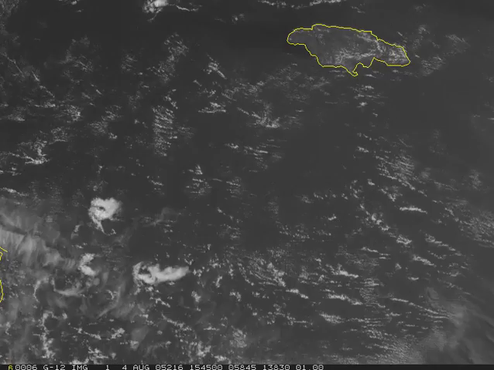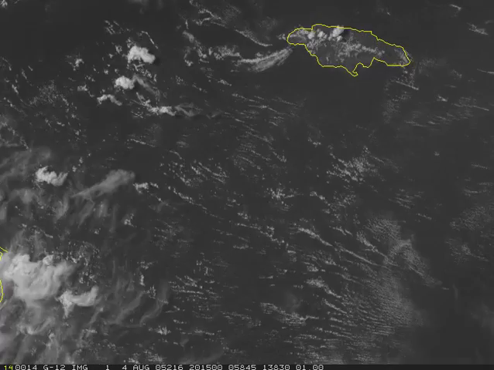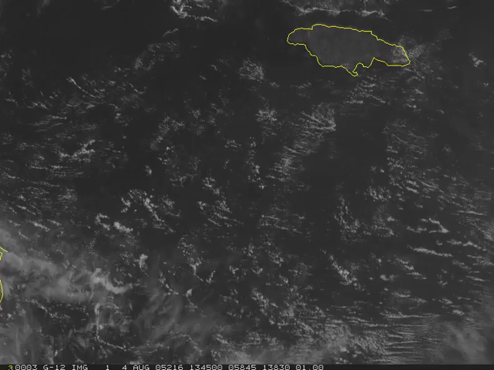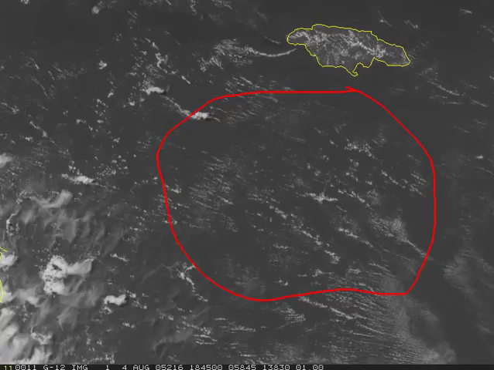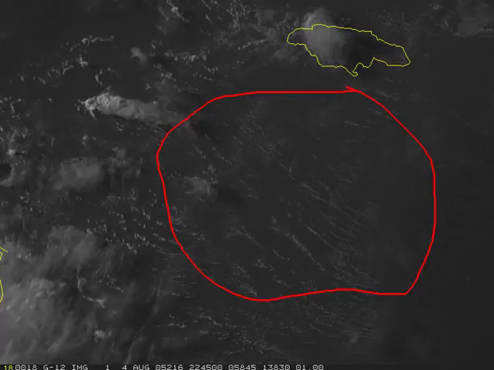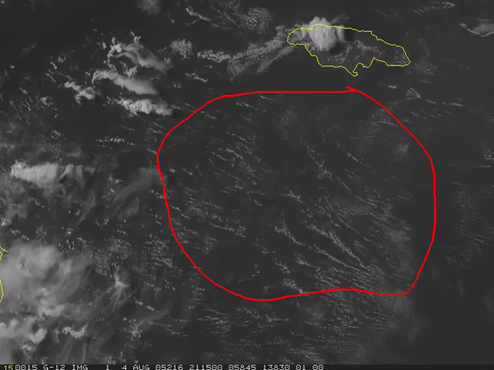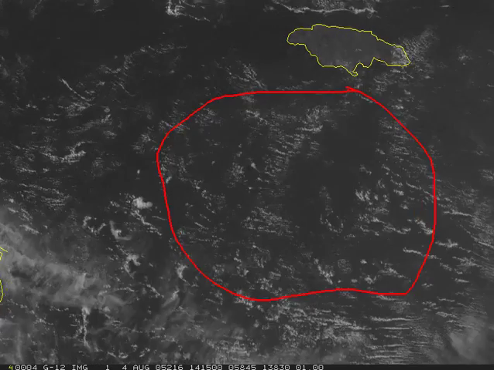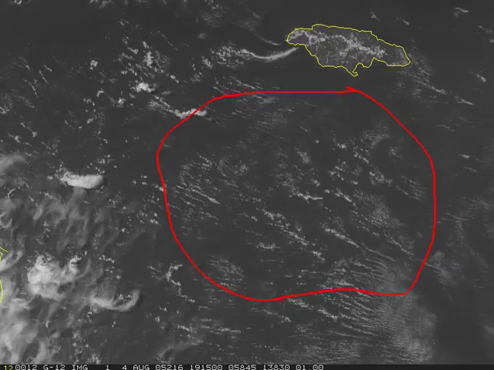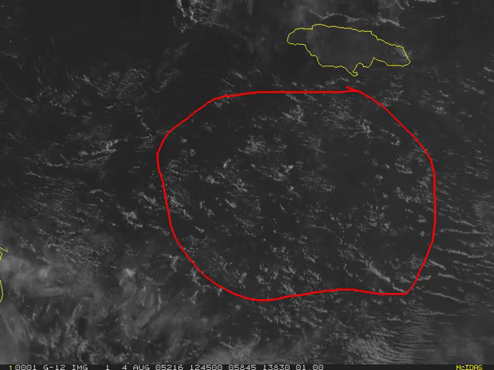This is an example of cumulus lines or streets near Jamaica. I'll go ahead and circle these here, the region of interest. Small cumulus are limited in vertical extent by an inversion and become arranged in streets along the wind. These are wind-parallel cloud streets that rarely produce precipitation, except when cumulus lines merge.